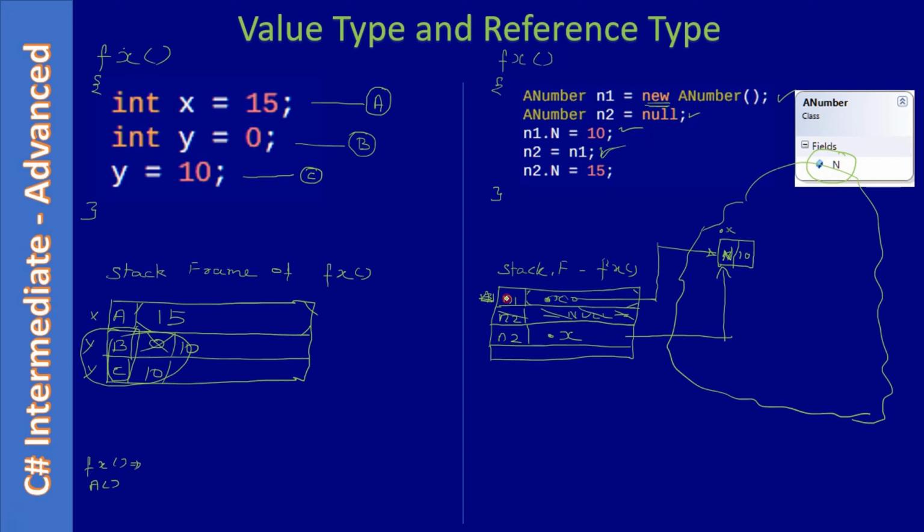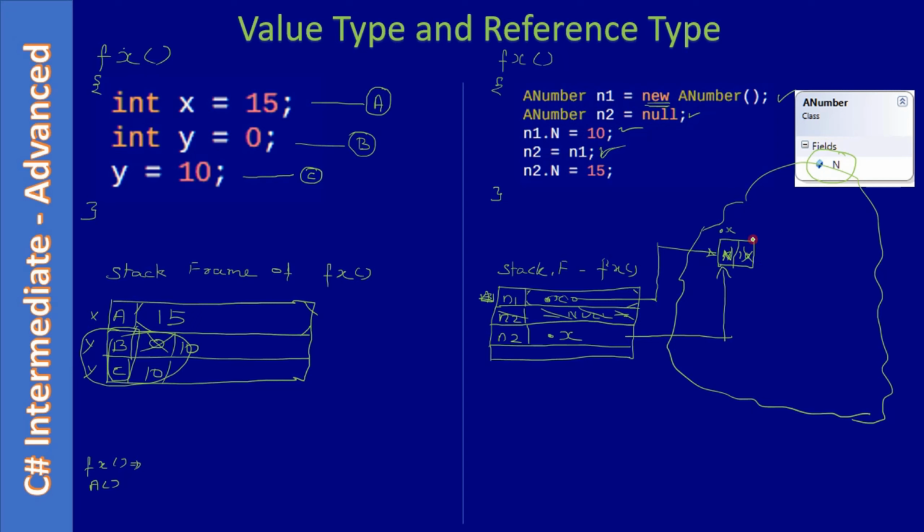So now we can say n1 as well as n2 both are looking at the heap location dot x, or 0x, whatever you can call. So they are both looking at the same memory location. Now what we are doing this time, we are using n2. n2 is the stack location, so the address content is 0x dot n. Through this address we dereference, and we access that heap location n, then we are assigning 15.